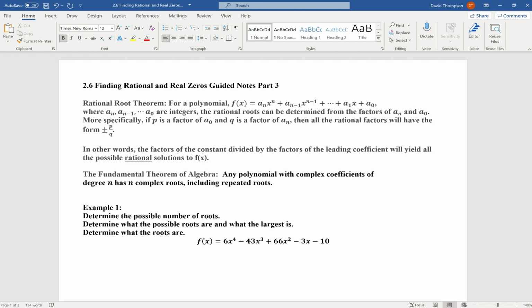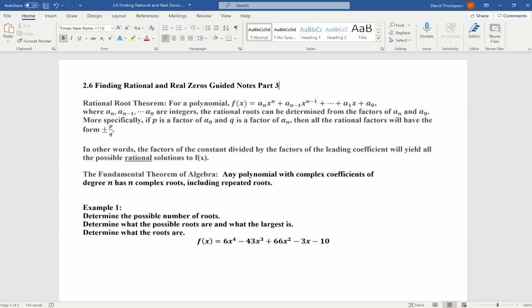where a_n minus 1 all the way to a_0 are integers, the rational roots can be determined from the factors of a_n and a_0. More specifically, if p is a factor of a_0 and q is a factor of a_n, then all the rational factors will have the form plus and minus p over q. In other words, the factors of the constant divided by the factors of the leading coefficient will yield all the possible rational solutions of f of x.